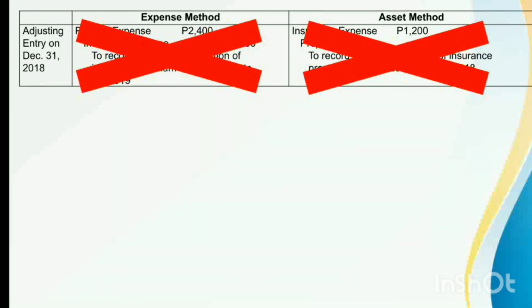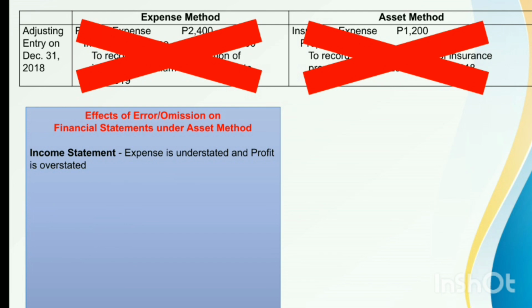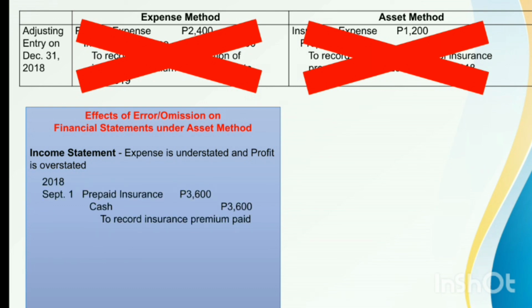Let us now move on to the asset method. For the income statement, if there is no adjusting entry at the end of the accounting period under the asset method, the expense is going to be understated and the profit is going to be overstated. And here's the reason why. So this was our entry on September 1, 2018. So we have a debit entry to prepaid insurance 3,600 pesos. If there is no adjusting entry, the whole amount of 3,600 pesos will be charged to the asset, which is prepaid insurance. So walang mapupunta sa expenses.